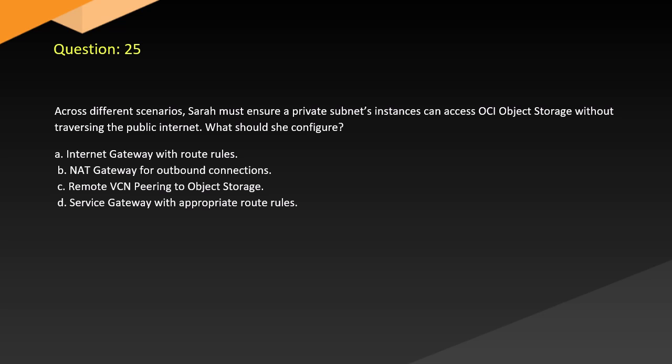Question 25. Across different scenarios, Sara must ensure a private subnet's instances can access OCI object storage without traversing the public internet. Where should she configure this? A. Internet gateway with route rules. B. NAT gateway for outbound connections. C. Remote VCN peering to object storage. D. Service gateway with appropriate route rules.